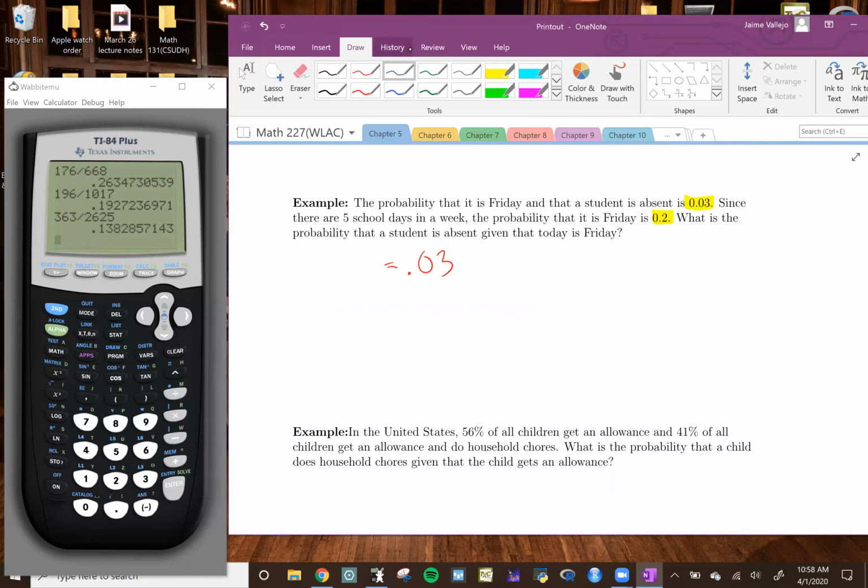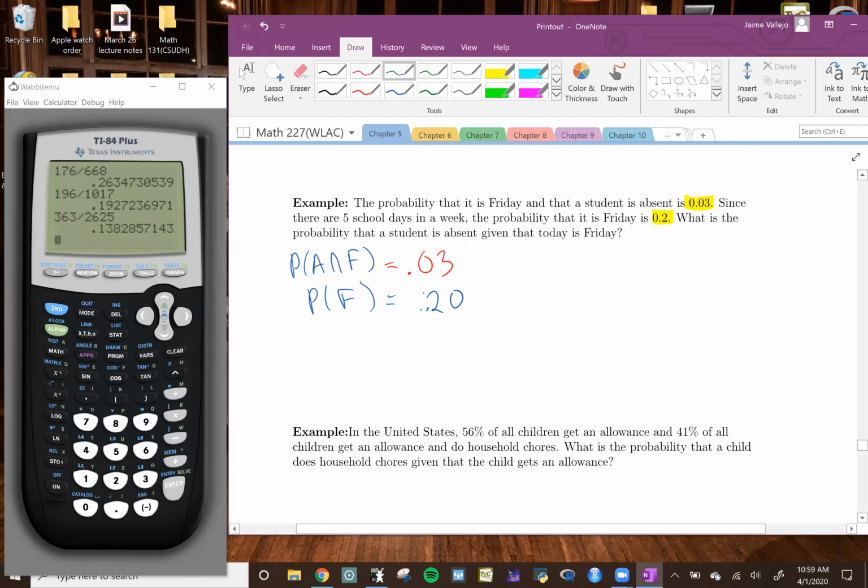Point 03 is absent and Friday. Perfect. And point 2 is just the day of the week. So absent and Friday, and pretty much F is 0.2. Thank you, Amanda. Cool. So the probability that a student is absent and it is Friday is 0.03, and the probability that it is Friday is 0.20.